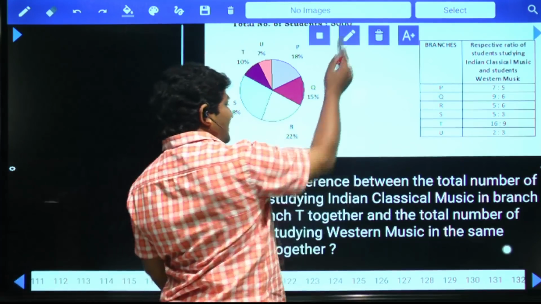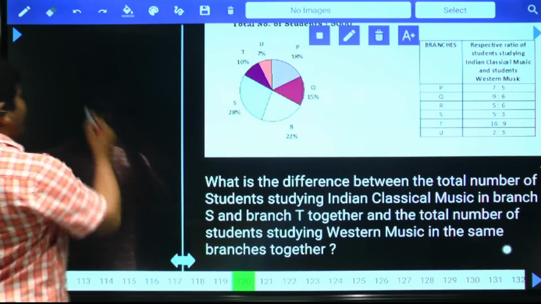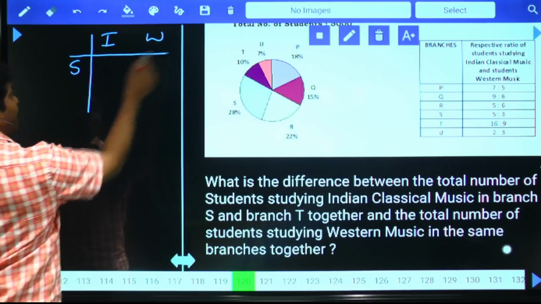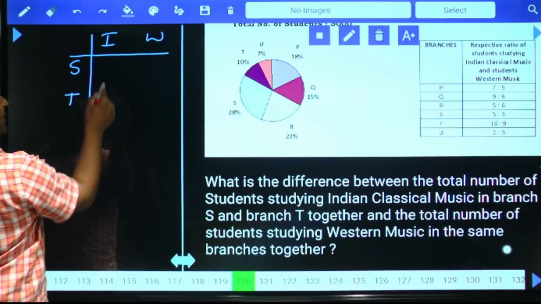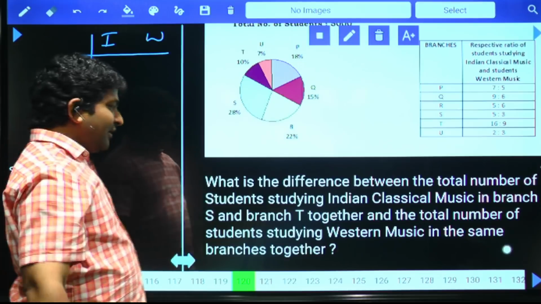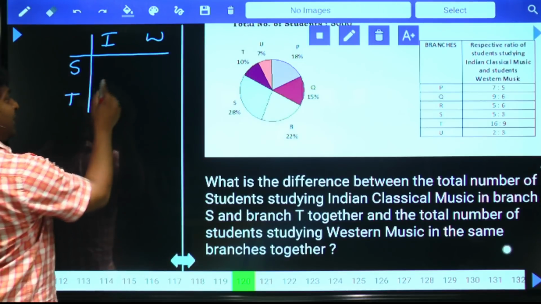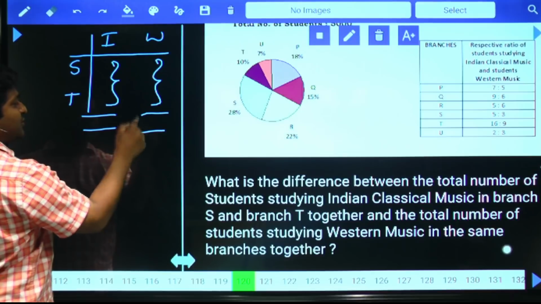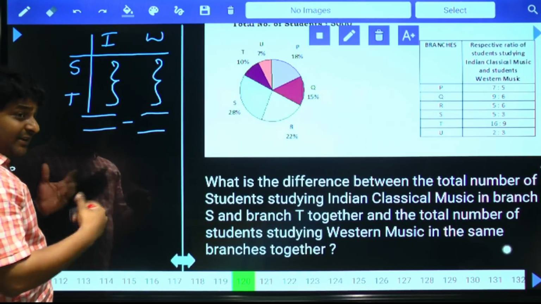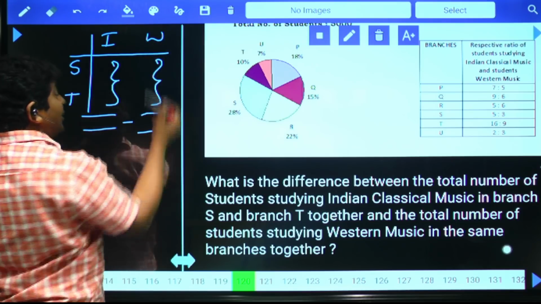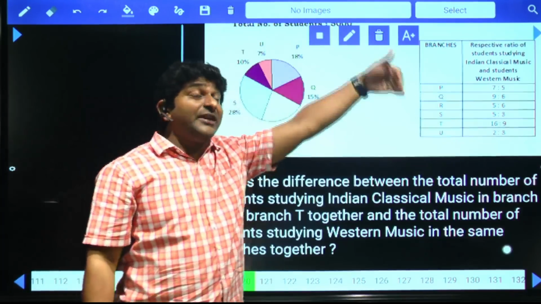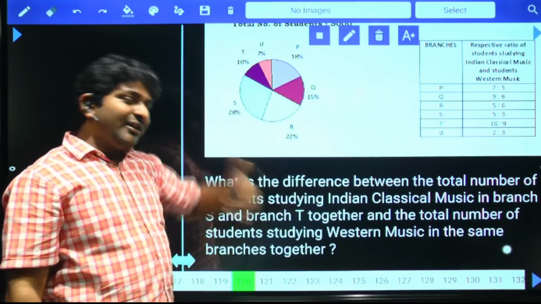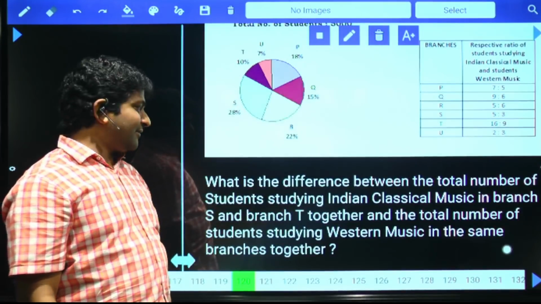Now, if you want to do it properly, in S how much is Indian and how much is Western. Next, again in T, how much is Indian and how much is Western. After getting this, you need to take the sum of these two, and then for these two numbers you need to go for the difference. Instead of this, we can also go for individual differences of Indian and then Western from the same branch, and then we can go for addition later.